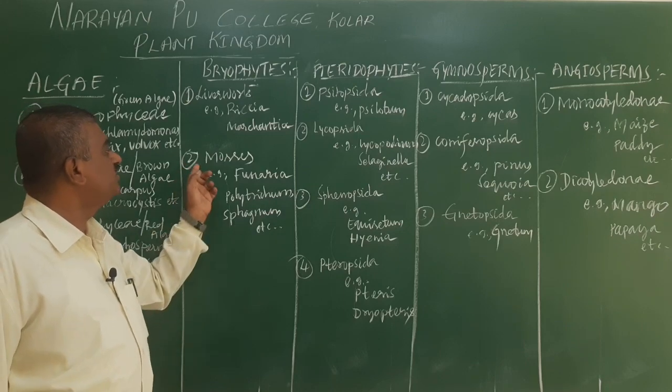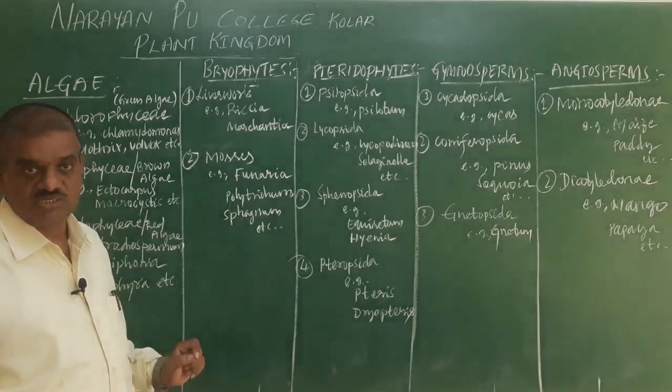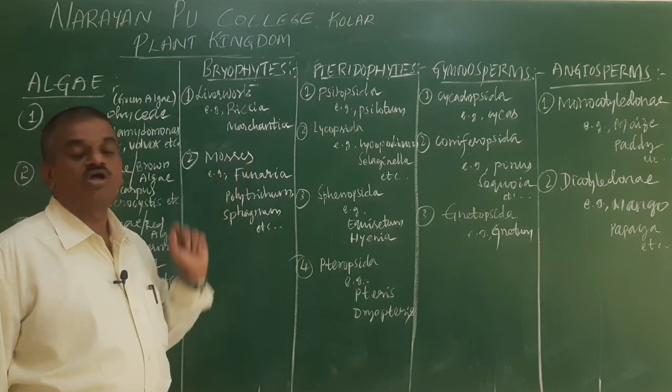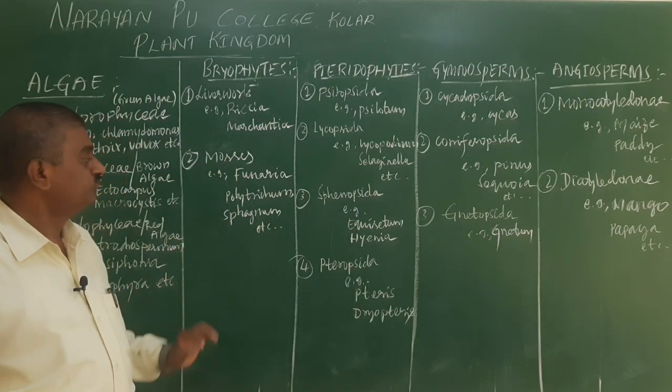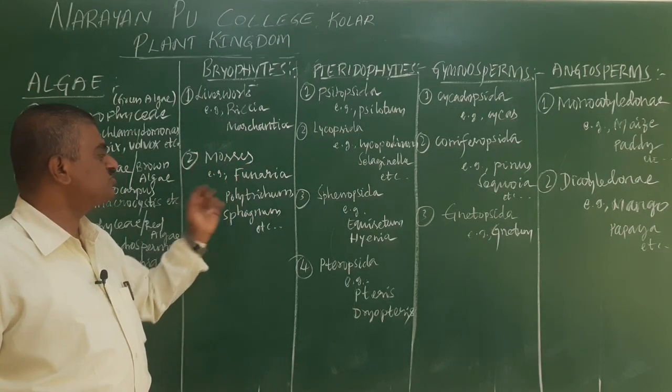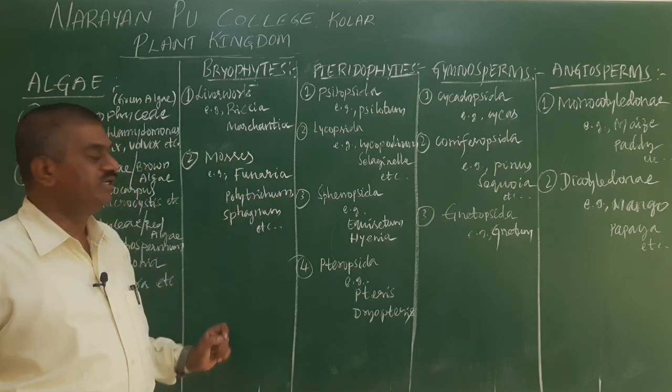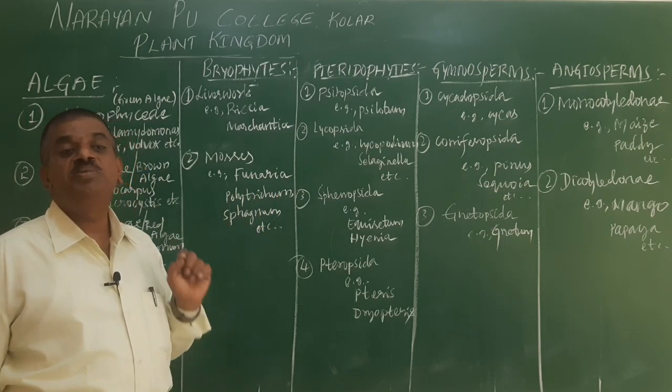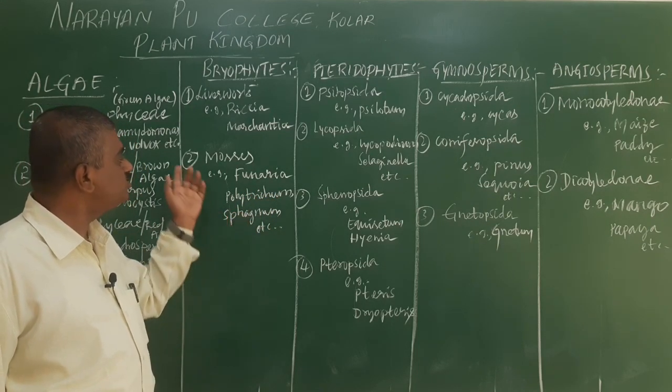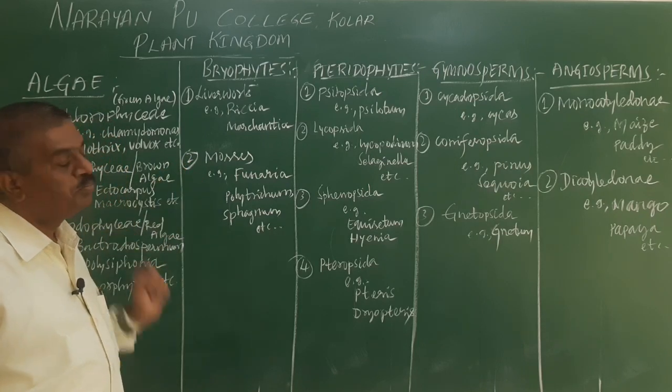Now, we go for the second class, mosses, also called Bryopsida. The examples are Funaria, Polytrichum, and Sphagnum. Sphagnum is also called peat moss. All these are bryophytes.